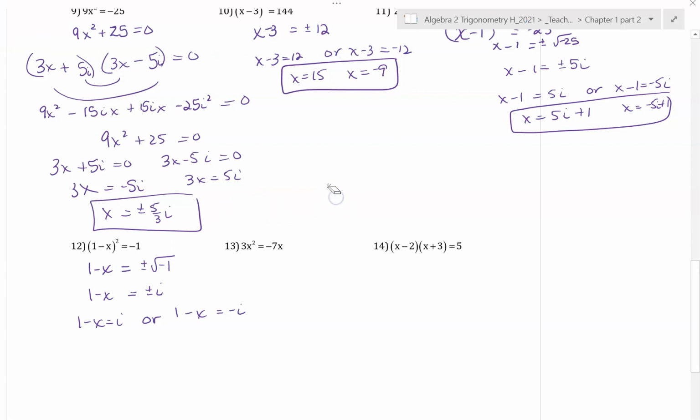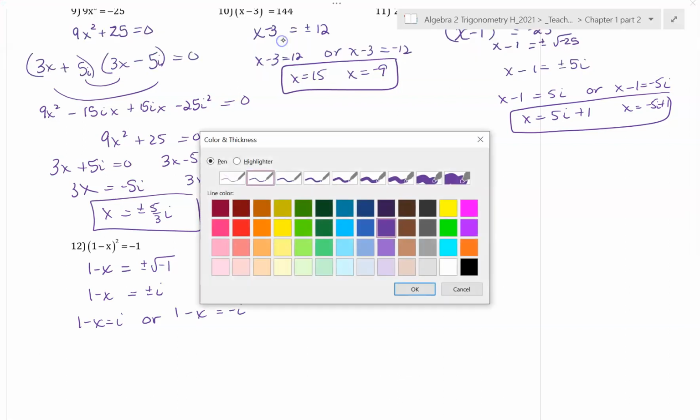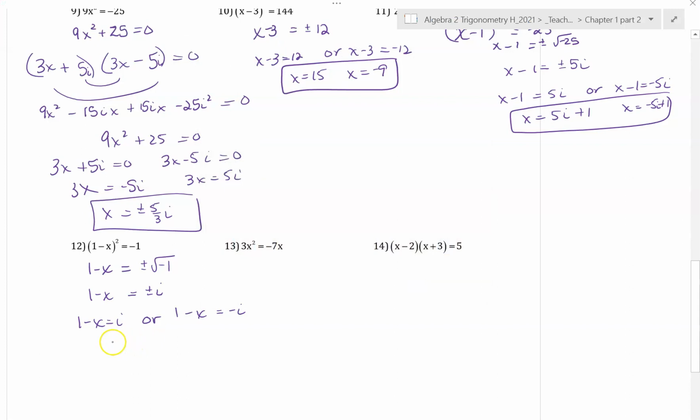So going back to this one, we know that negative x is i minus 1, so x is 1 minus i. And over here, negative x is negative i minus 1, so x is i plus 1.